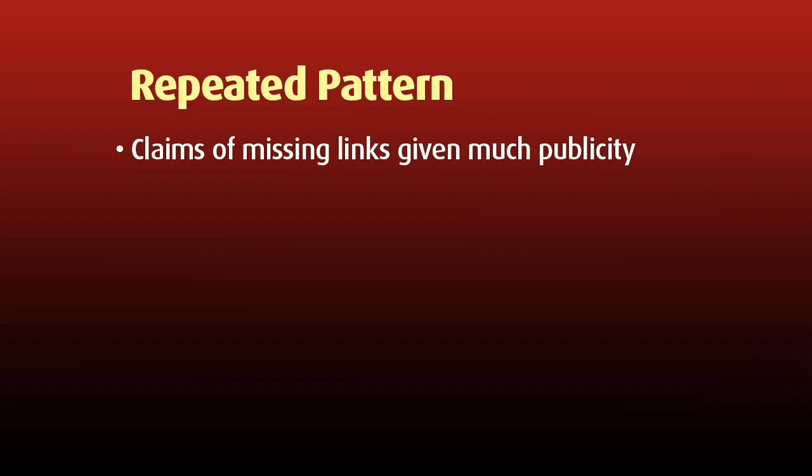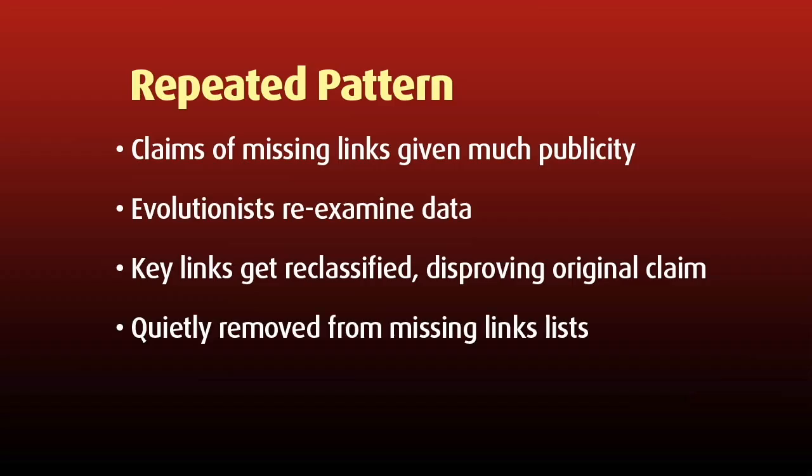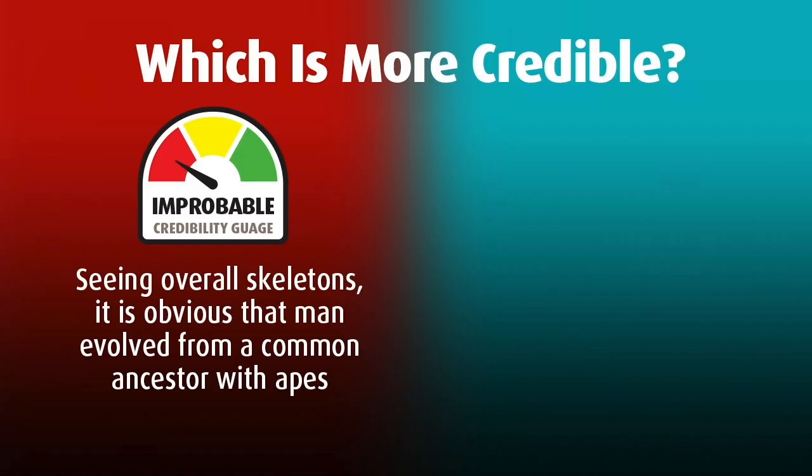Claims of missing links get lots of publicity. Evolutionists re-examine the data. Key links get reclassified, disproving the original claim. They're quietly removed from the links list, and the old claims persist in modern popular media and in new books. So, which is more credible?